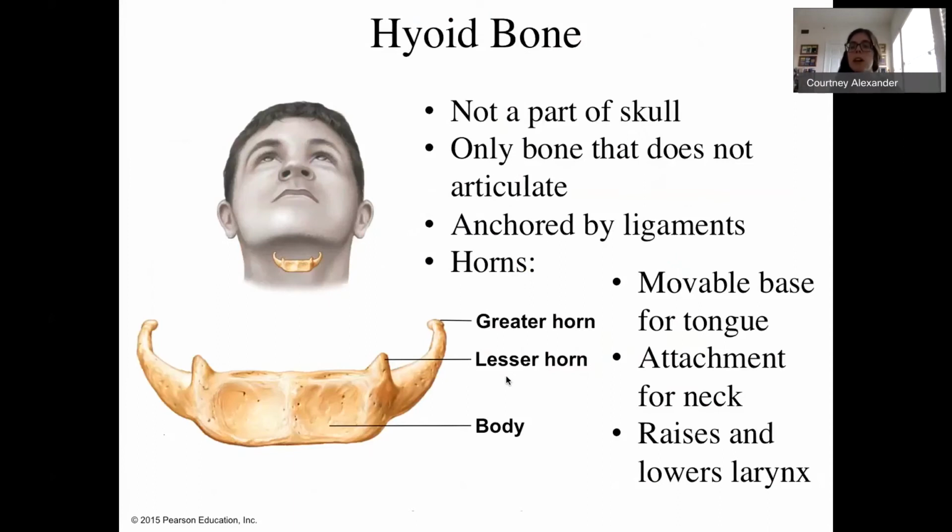The only part of our skeletal system that does not articulate with another bone is our hyoid bone. It's in our neck. It's anchored by ligaments, and it serves as a movable base for our tongue.